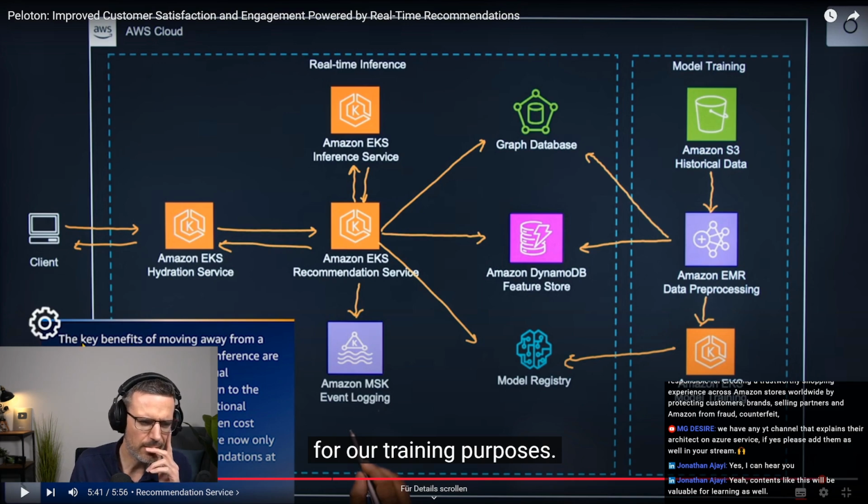What do they write here? The key benefits of moving away from a batch inference to a real-time inference are that members can see contextual recommendations tailored down to the time of the day. From an operational standpoint, Peloton has also seen cost savings benefits because they are now only generating necessary recommendations at the time of the request.